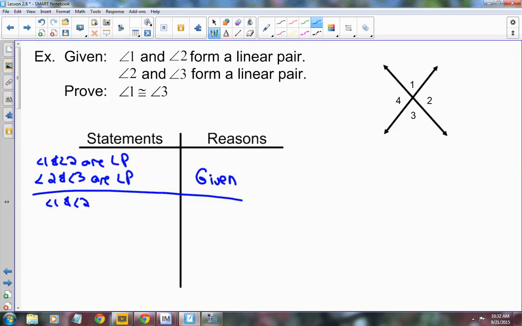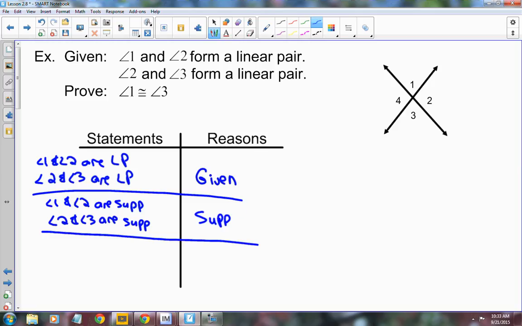Angle 1 and angle 2 are supplementary, and angle 2 and angle 3 are supplementary. What reason am I going to use? Definition of what? No. Definition of linear pair is a pair of adjacent angles whose non-common sides are opposite rays. No. Good try. Definition of supplementary is you already know they're supplementary and you say that they add together to equal 180. Okay? The supplement theorem. And the supplement theorem says if 2 angles are a linear pair, then they are supplementary. So that is the supplement theorem.